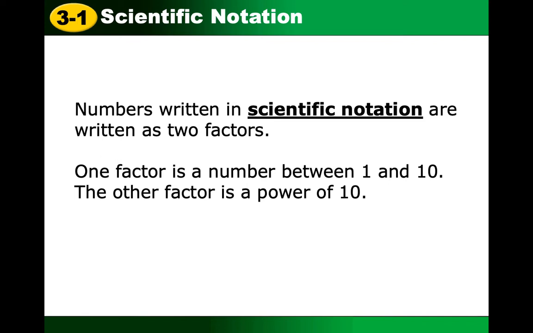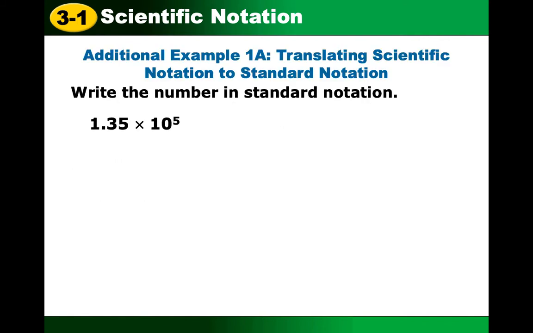Numbers written in scientific notation are written as two factors. One factor is a number between 1 and 10. The other factor is a power of 10. Let's take a look at an example. Here is a number, 1.35 times 10 to the fifth. It's written in scientific notation. You can see the factor that is a number between 1 and 10, namely 1.35, and a power of 10, 10 to the fifth power.